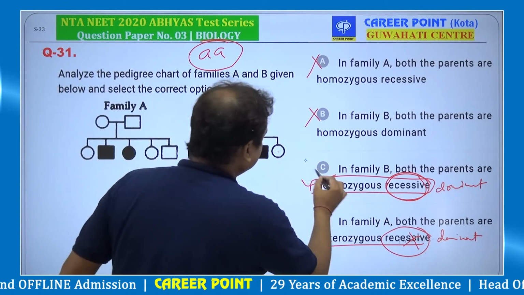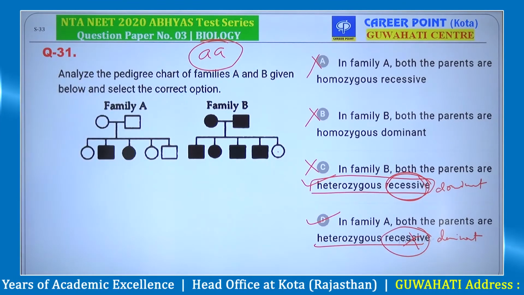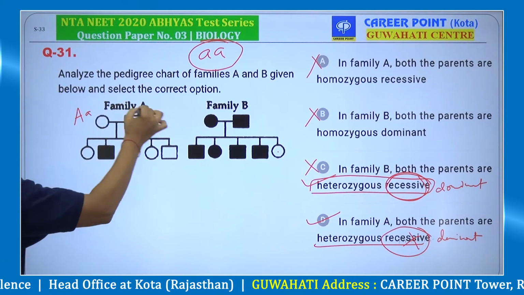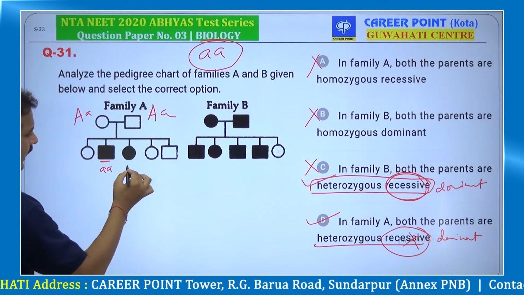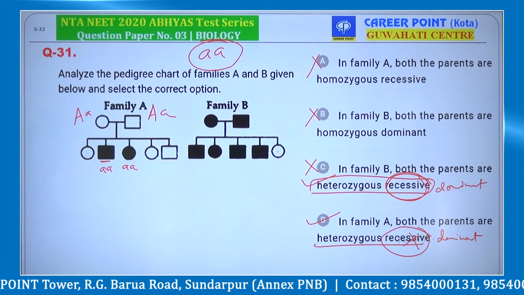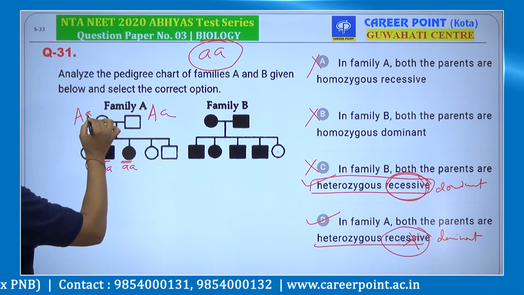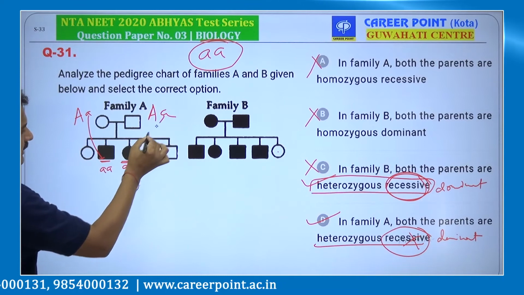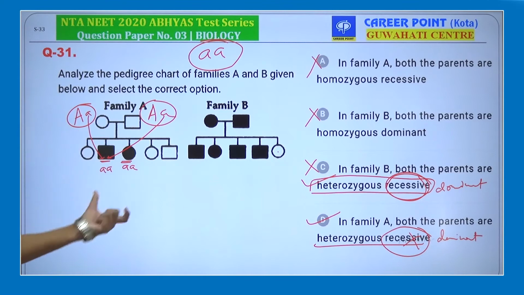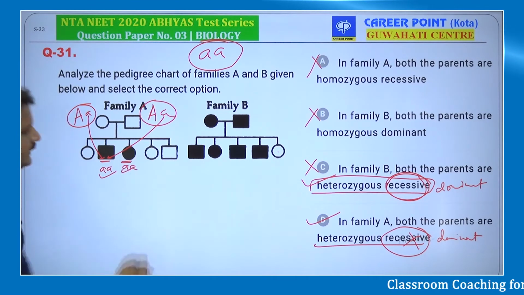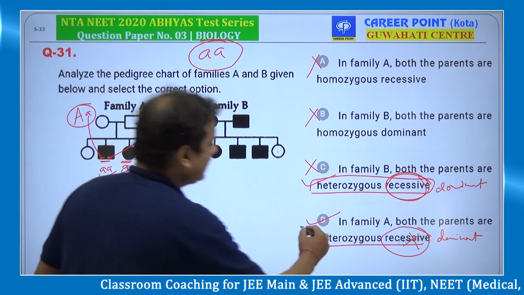So here this is not the correct one. The answer is D. How? In family A, both the parents are heterozygous recessive. So this is heterozygous recessive. Now as these are affected, ultimately this is small a, as you know. Once this should be small a, obviously from this parent it is getting a, and from this parent it will be getting a. So this is the only condition of the parents, that is heterozygous. Then this homozygous recessive condition will be found. Clear? So here answer is D.